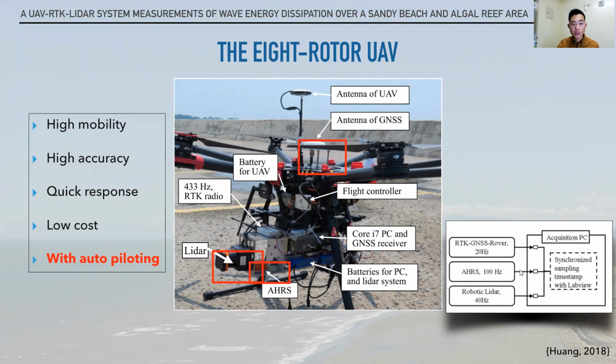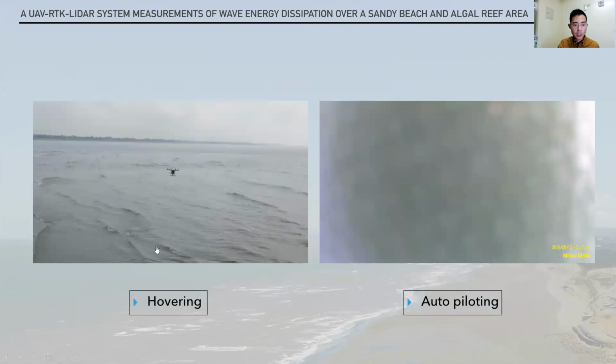The advantages of using this UAV are high mobility, high accuracy, very quick response in the field, and low cost. Furthermore, with the autopiloting system, we can navigate the UAV to a specific waypoint in the field very easily. Here are the videos.